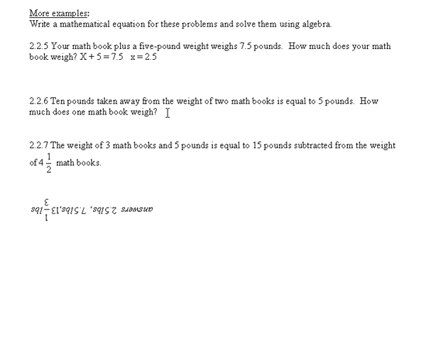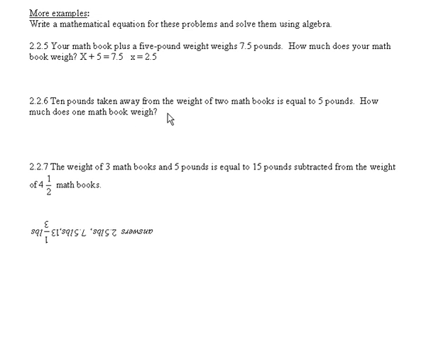Let's try this one. This one says that 10 pounds taken away from 2 math books, we're assuming they're of equal weight, so 10 pounds taken away from, that means subtracted from 2 math books, 2x, okay, so we get 2x minus 10 there, is equal to 5 pounds. Okay, again, 10 pounds taken away from, or subtracted from, however you like to say that. So 10 pounds subtracted from 2 math books, 2x, equals 5 pounds. How much does one math book weigh?